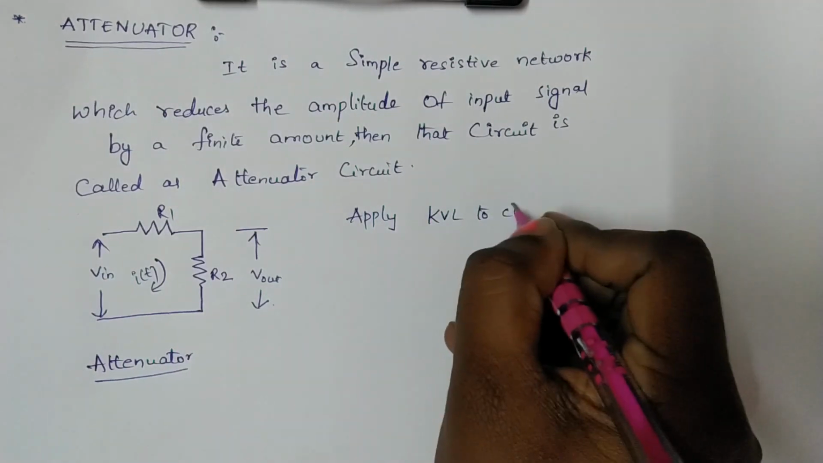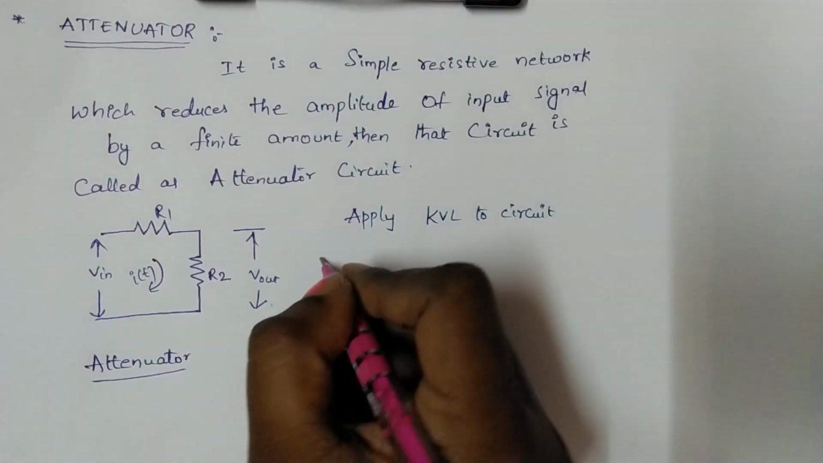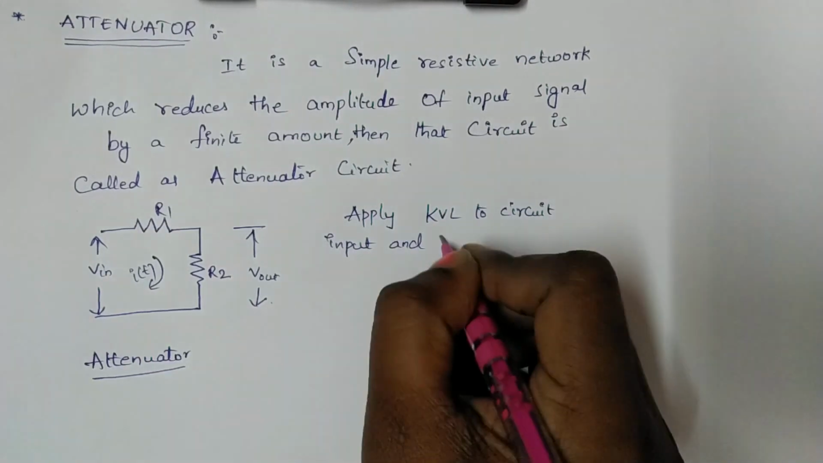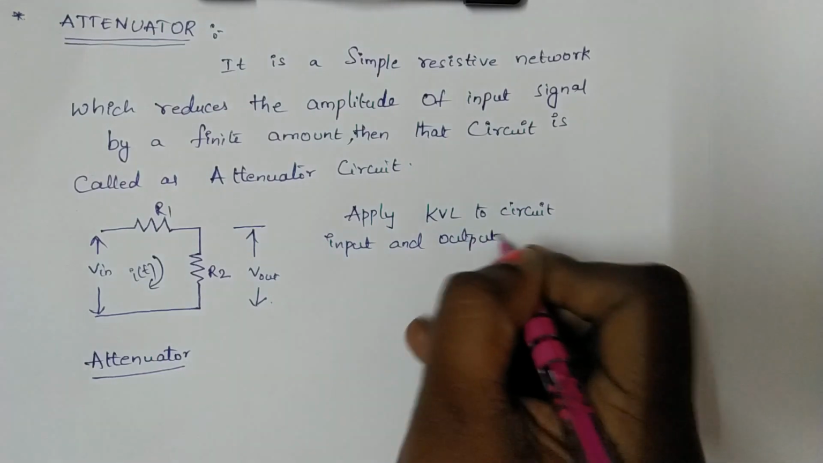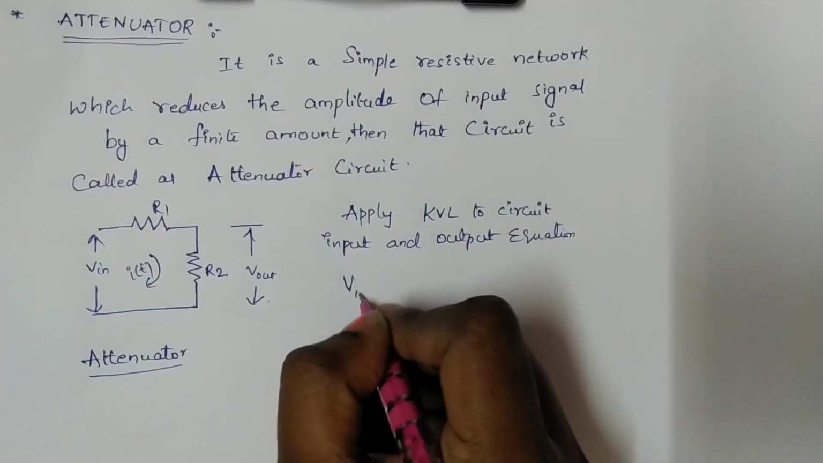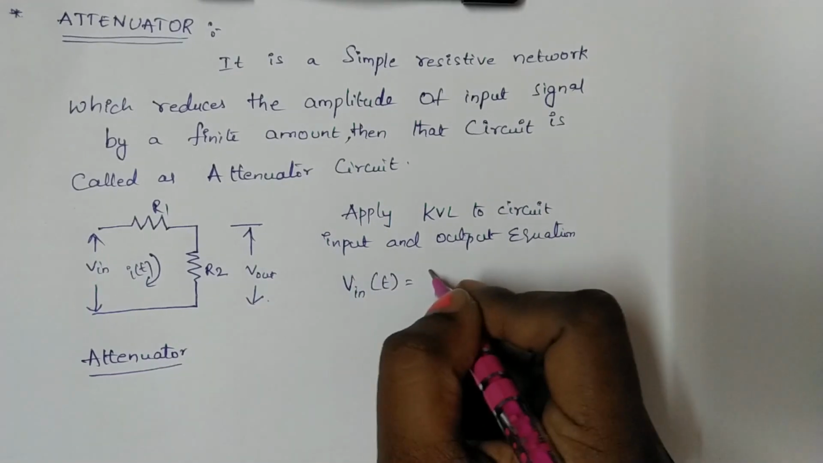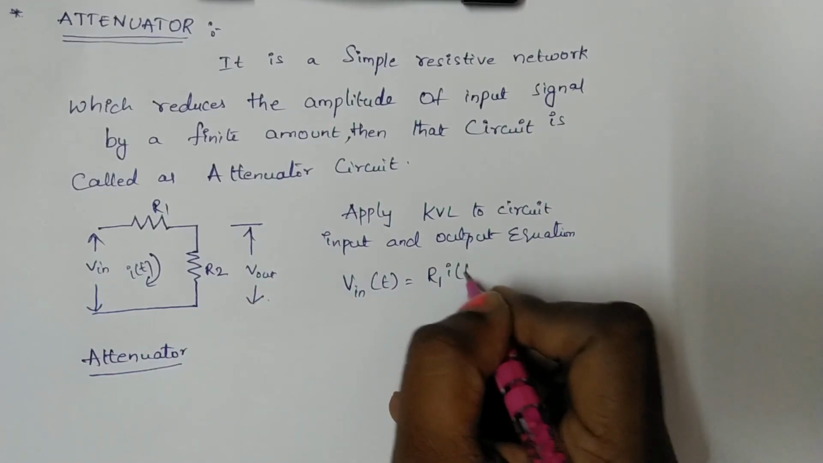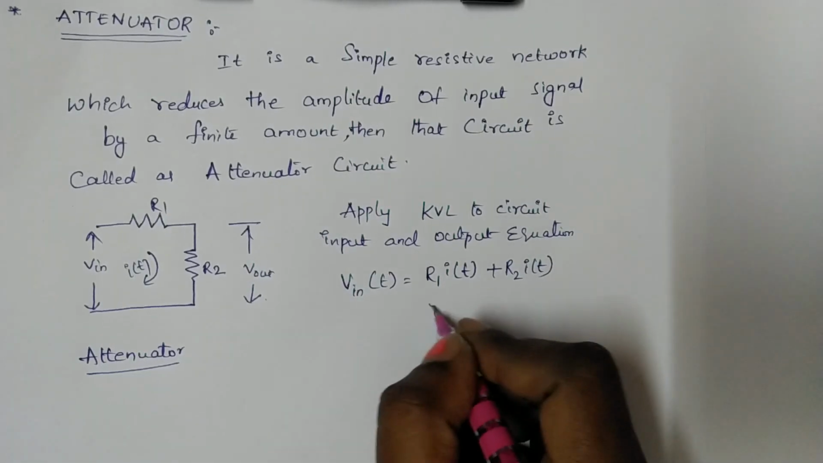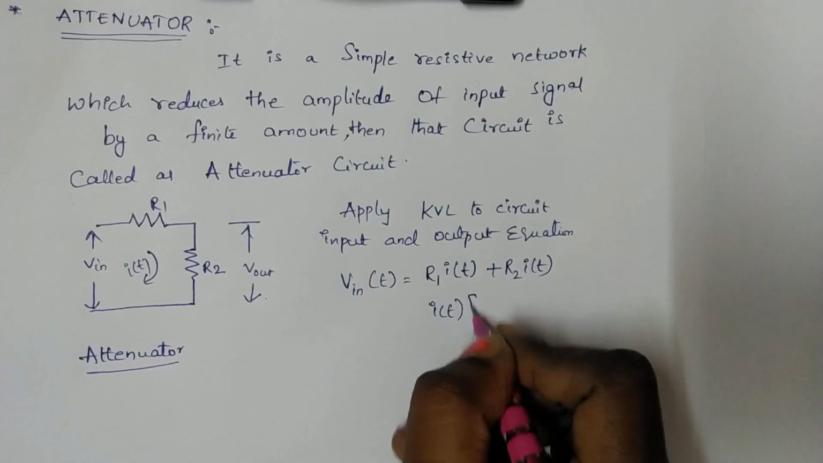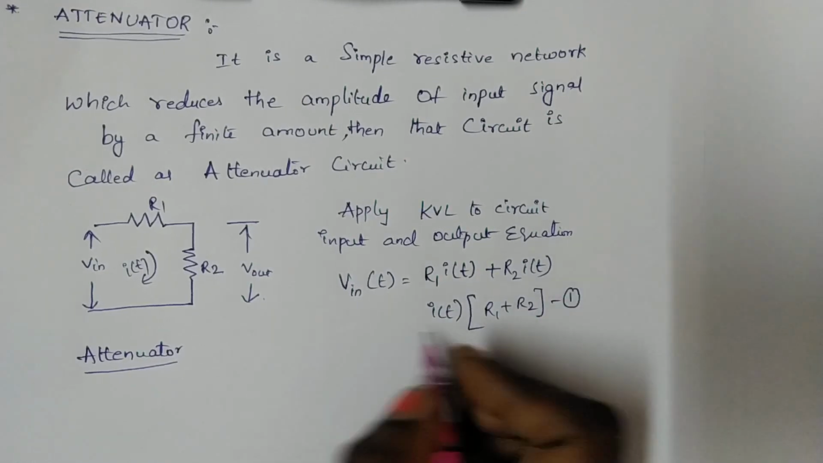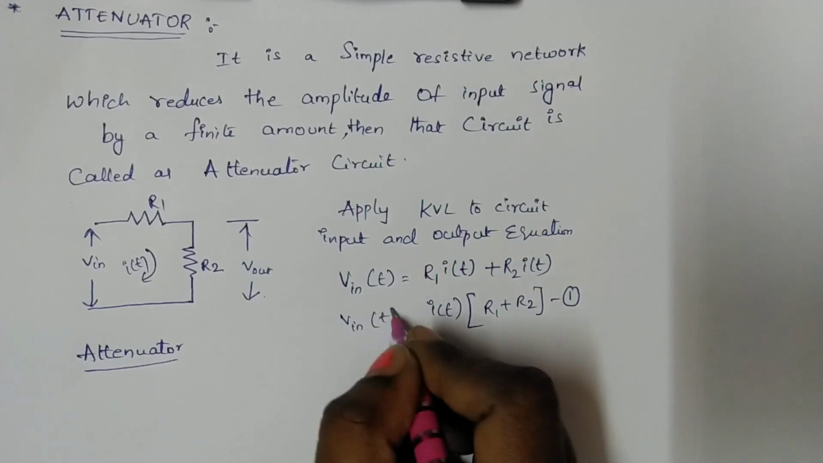to the attenuator circuit. Write the input and output equations. If you write the input and output equations, we will get V input of t equal to R1 into I of t plus R2 into I of t. This can be written as I of t common and R1 plus R2. Make it equation 1, which is V input of t.